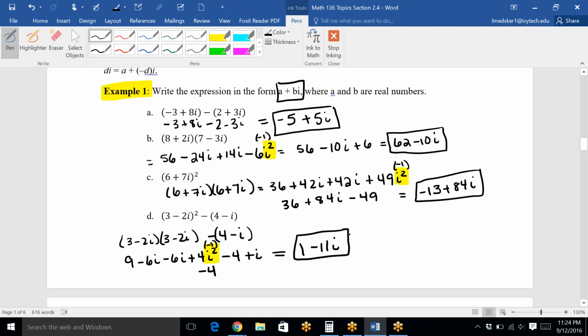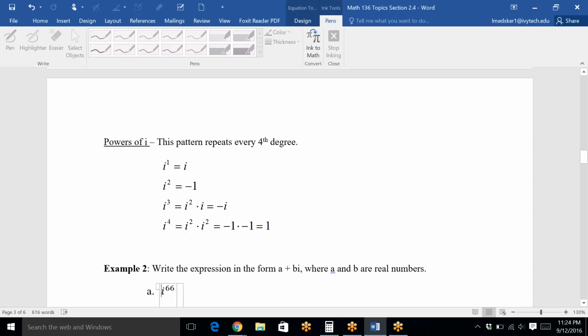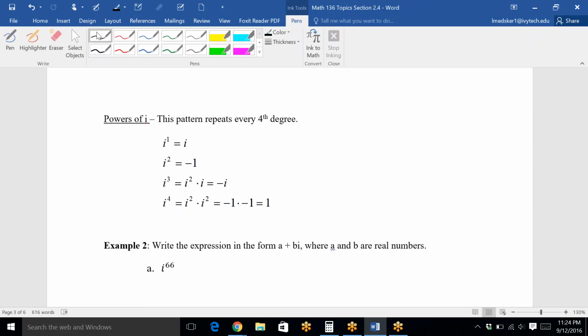So essentially, this is not much different than stuff we did in section 1.3. The big key is that anytime an i squared pops up, you must change it to a negative 1. And then the last piece that we're going to do on the pre-video is the powers of i. This is an interesting concept. The pattern repeats every 4th degree. We're going to show you what the pattern is that we're talking about.